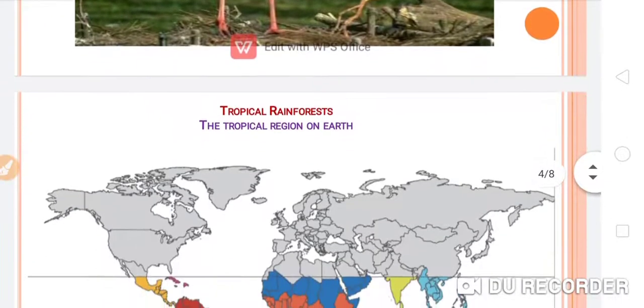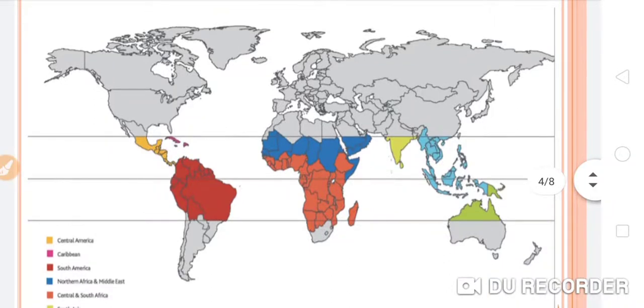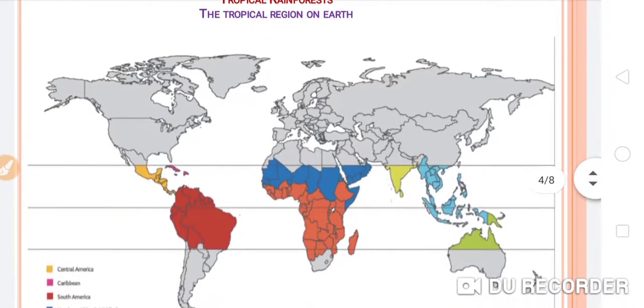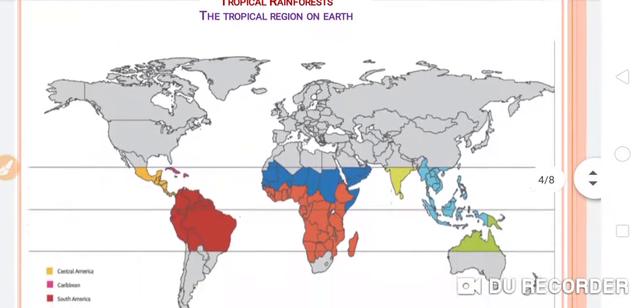Okay. Now next topic, that is the tropical rainforests. The tropical region on earth, let's see students. Here in this figure you can see the world tropical region, and the tropical region on the earth. You can see students in this figure easily the colored portion. This region is known as a tropical rainforest or tropical region on the earth.